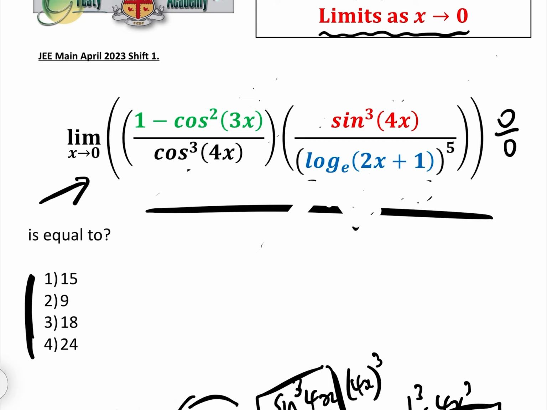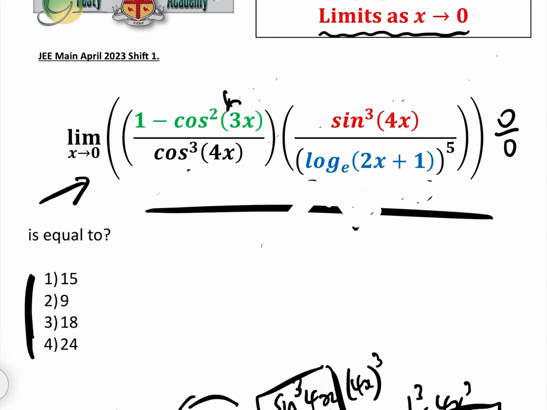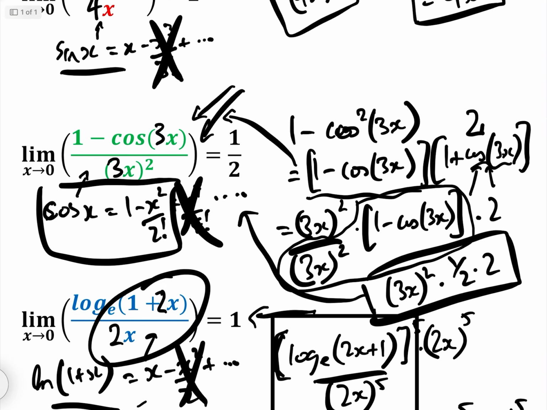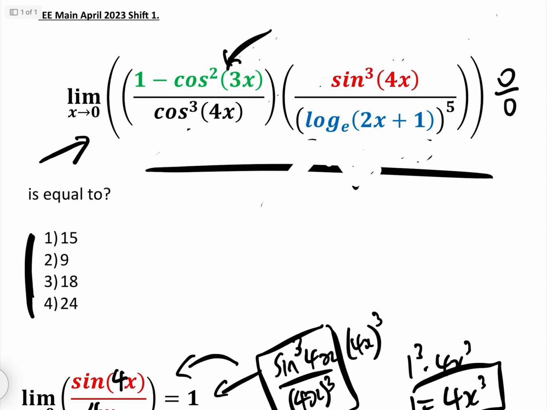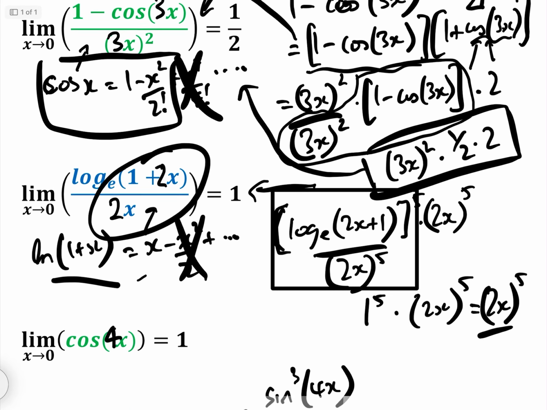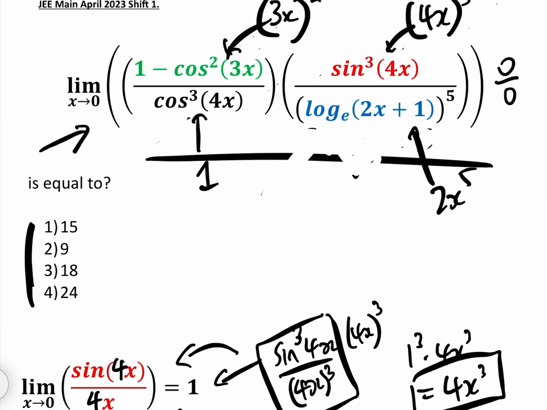Okay, good. Right, so now let's go back into the pen, and what did we work out? We worked out that this one here, 1 minus cos squared of 3x, came to 3x squared times a half times 2, so that's 3x to the power of 2. And cos cubed 4x, we worked out, came to 1. And sine cubed 4x, we worked out here was 4x cubed. And this one here, we worked out was 2x to the 5, so that'll be over 2x to the 5.